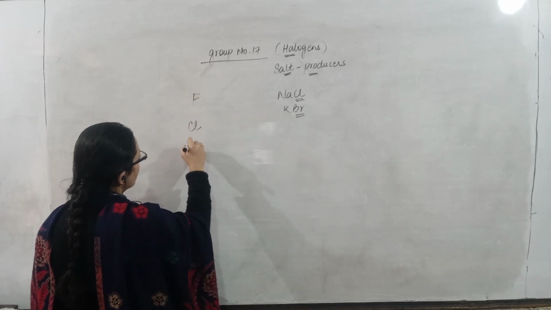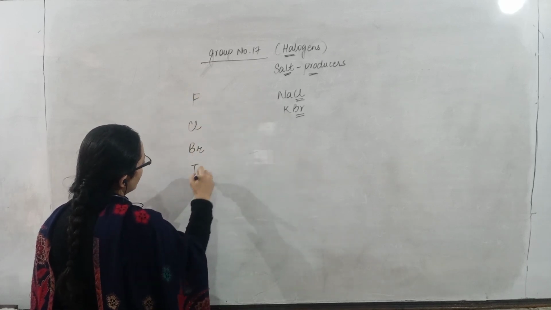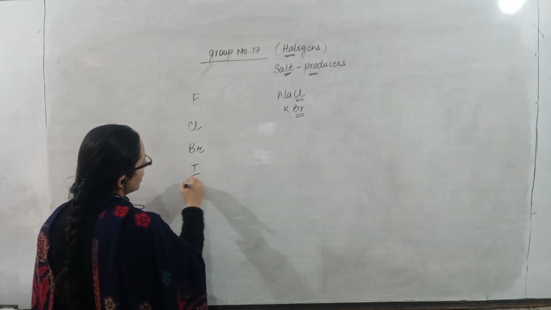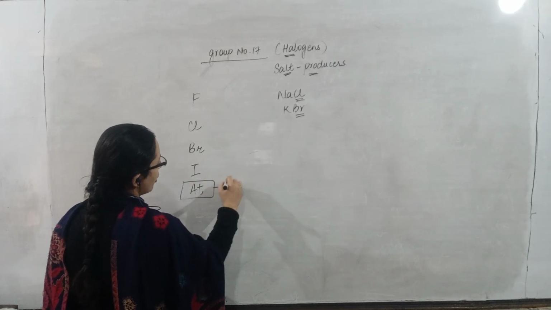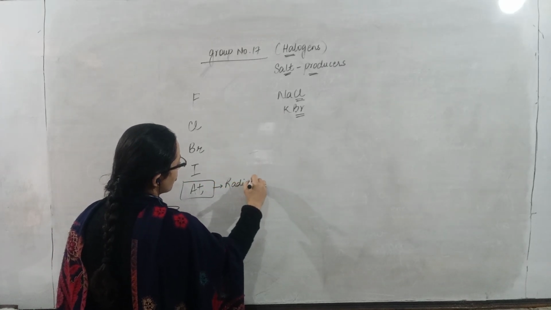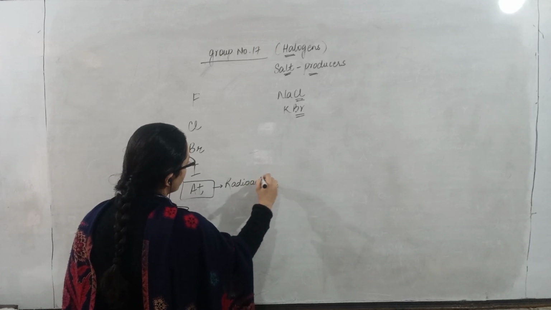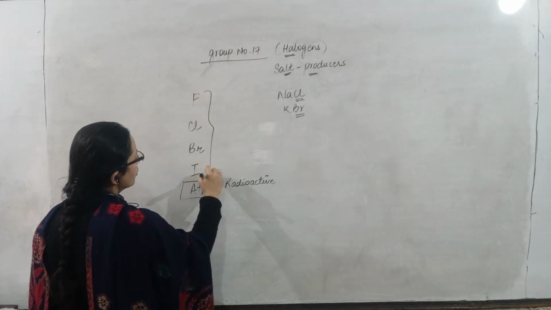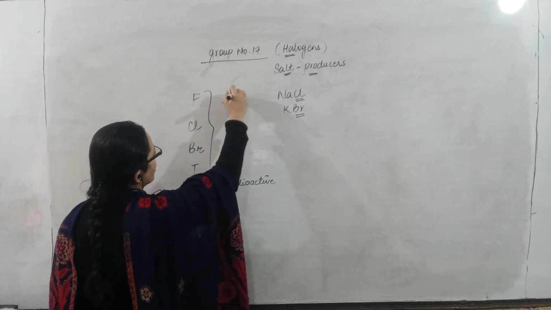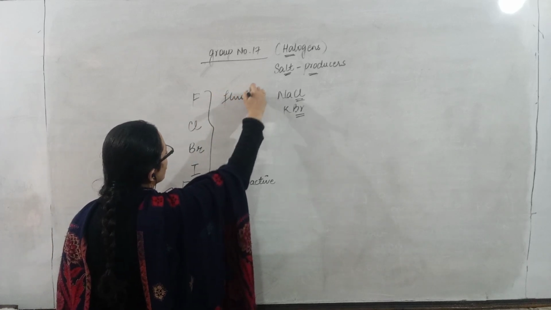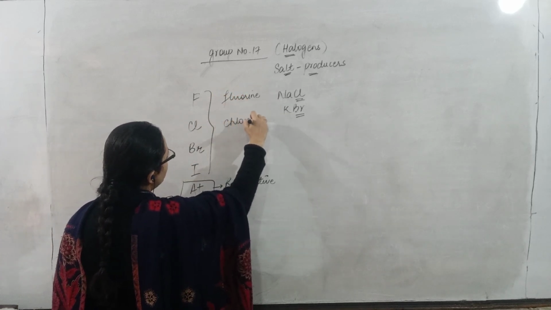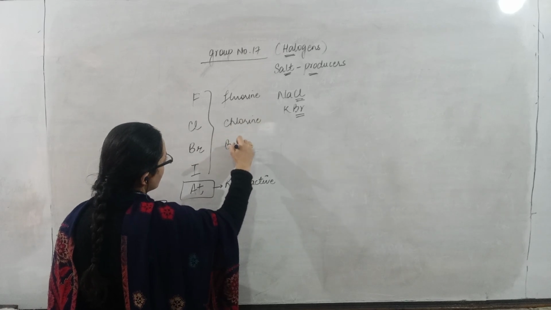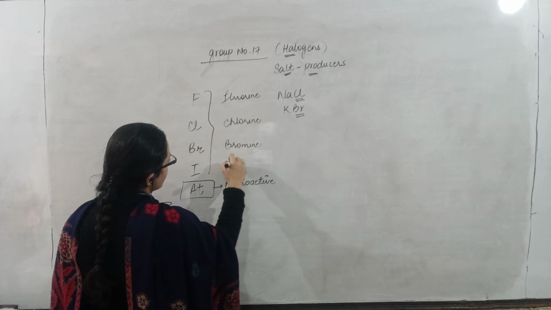Now halogens include fluorine, chlorine, bromine, iodine, astatine. Astatine is radioactive, so it is studied separately with the rest of the radioactive elements. So we'll be focusing on the first four, that is fluorine, chlorine, bromine and iodine. Okay.